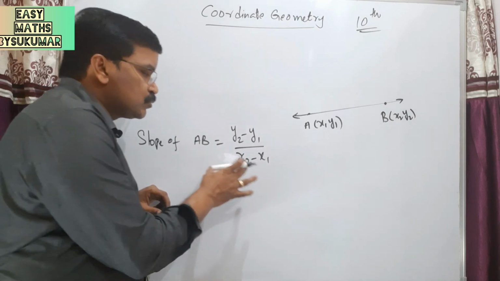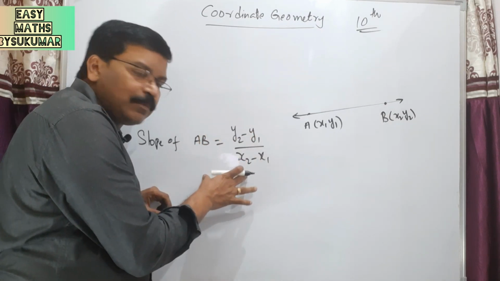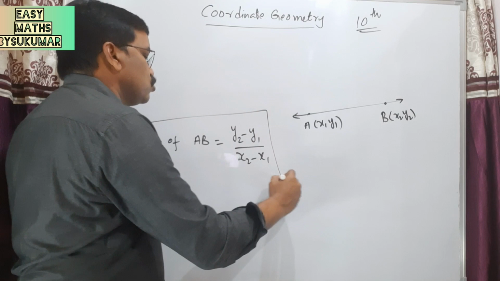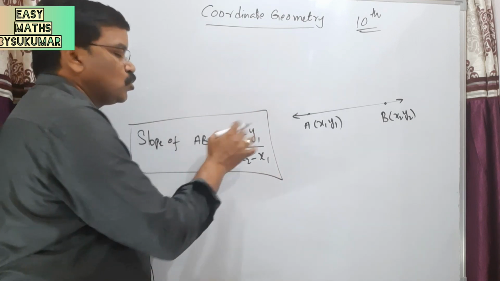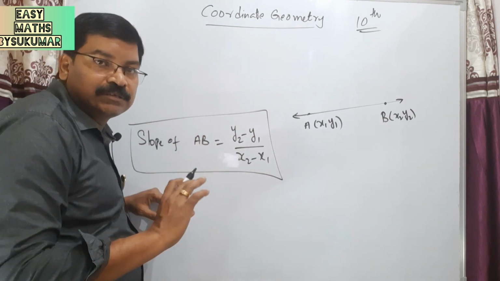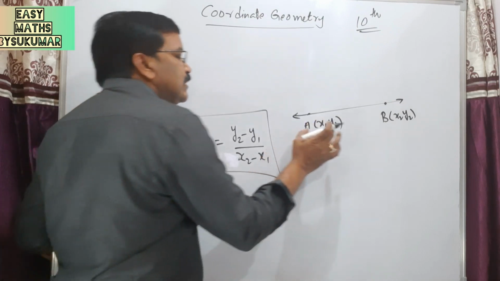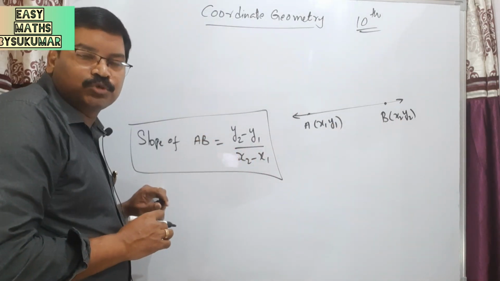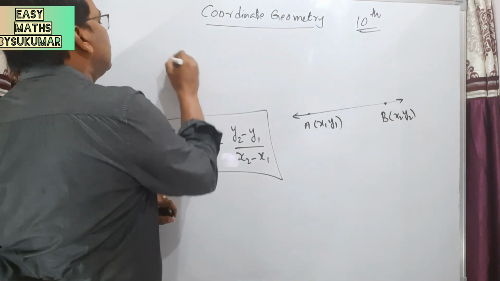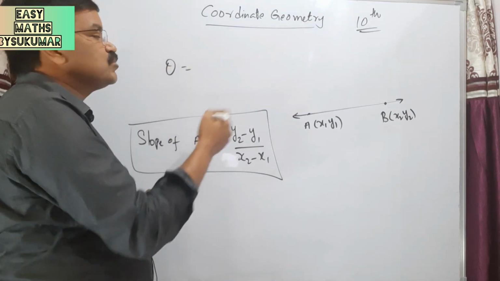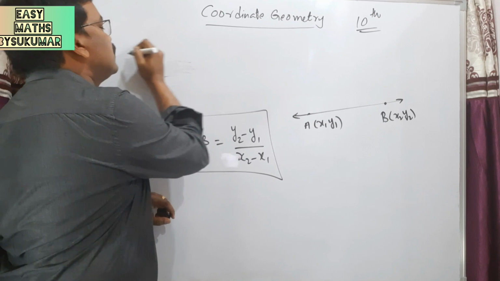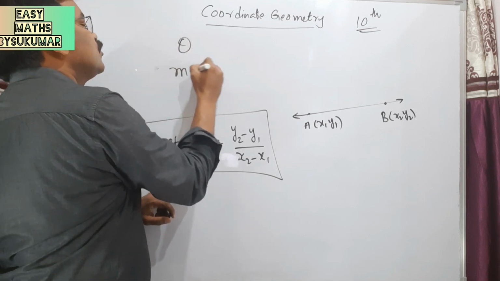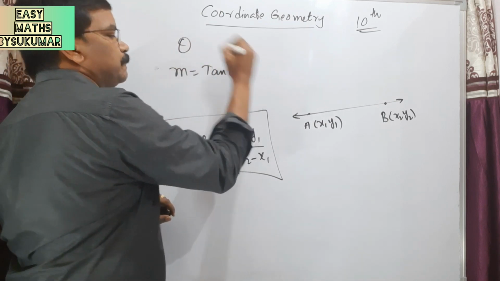So students, this formula: the slope of AB, the line segment joining the points A x1 y1 and B x2 y2, is y2 minus y1 by x2 minus x1. When theta is given, that means when the inclination is given, the slope m is equal to tan theta.